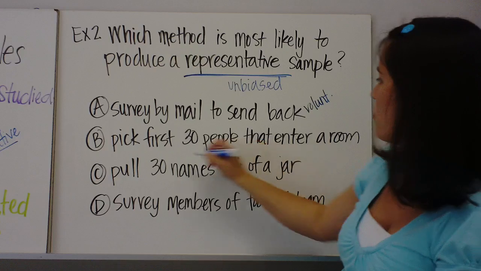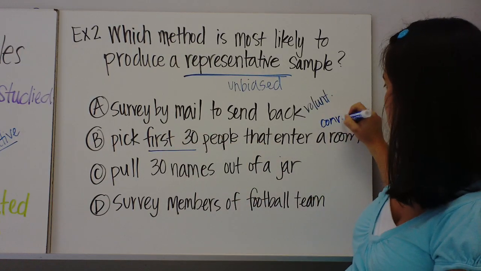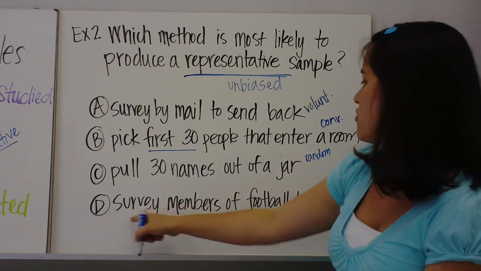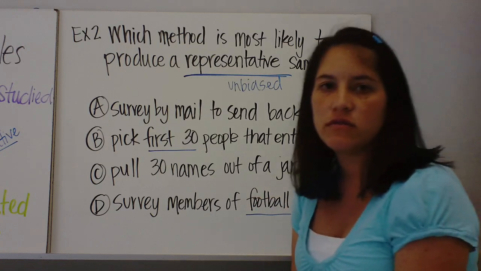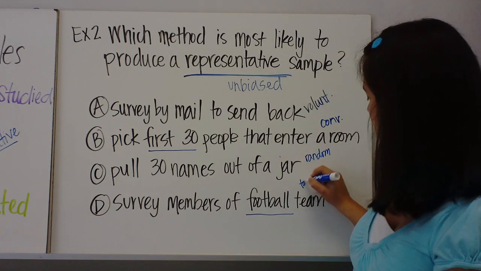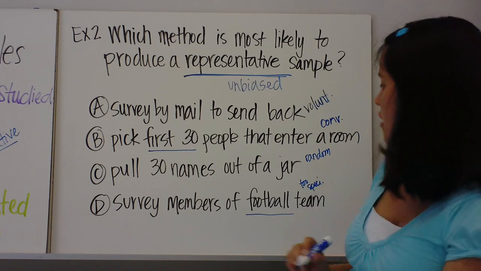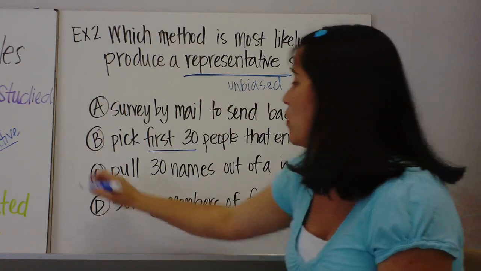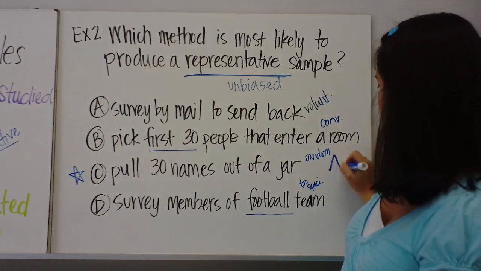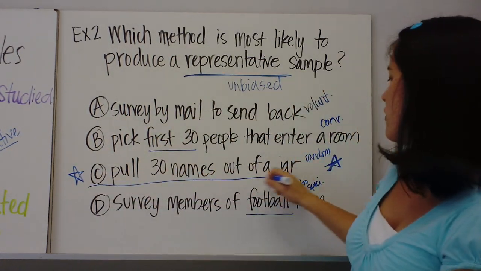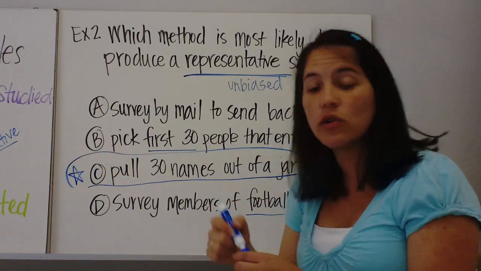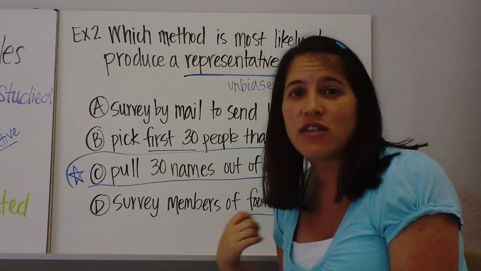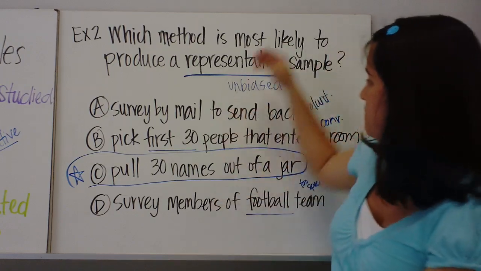Pick the first 30 people that enter a room. First 30, that would be convenience. Pull 30 names out of a jar, that would be random. Survey members of a football team. So football team, that's too specific. So when you read all of these, the one that gives the best representative sample would be C, pulling 30 names out of a jar, because that is totally random. Everyone has a unique chance. The problem with the football team is not everybody plays football, so that doesn't give everybody a chance to be surveyed.